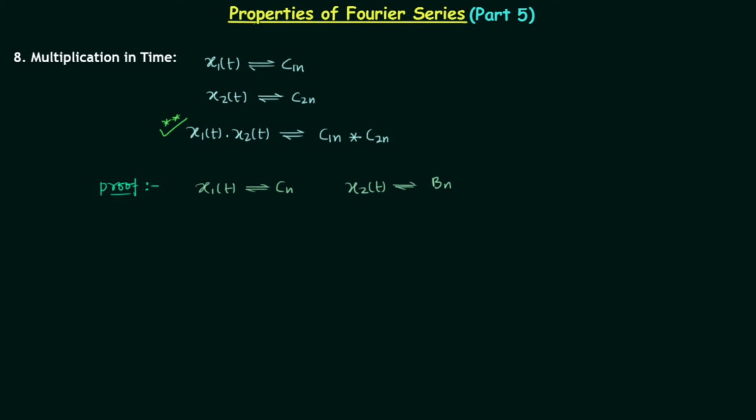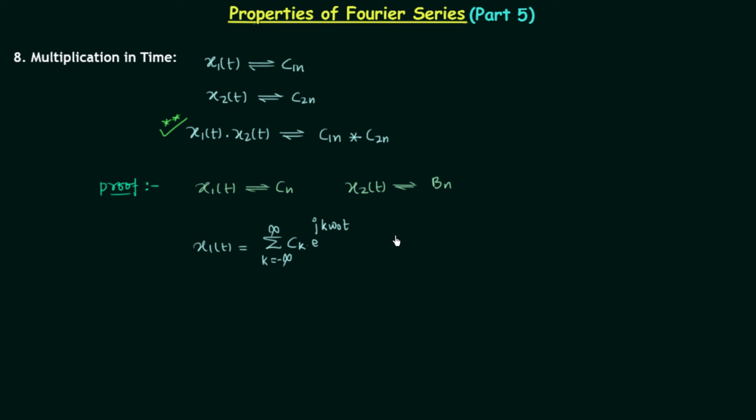We know the Fourier series expansion of signal x1(t) is equal to summation n equal to minus infinity to infinity, coefficient cn multiplied by e power j n omega naught t. This is how we write the complex exponential Fourier series expansion. Now in place of n, if we write k, things will remain the same. So we will replace n by k. This will help us get the desired result. So summation k equal to minus infinity to infinity, ck multiplied by e power j k omega naught t.